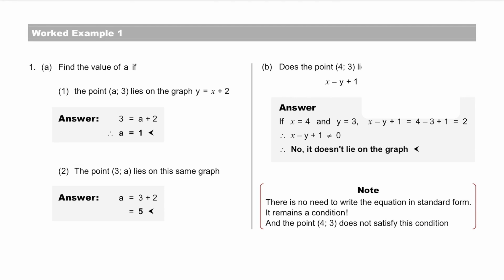Does the point 4, 3 lie on the graph, x minus y plus 1 equals 0? Well, for x equals 4 and y equals 3, the value of x minus y plus 1 equals 2 and not 0. Therefore, no, it doesn't lie on the graph. Note, there's no need to rewrite this equation in standard form. It remains a condition, and the point 4, 3 does not satisfy this condition.